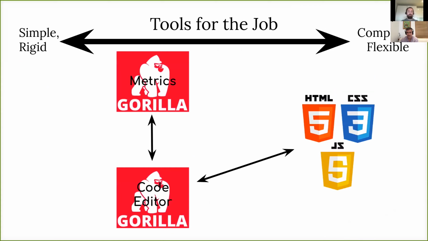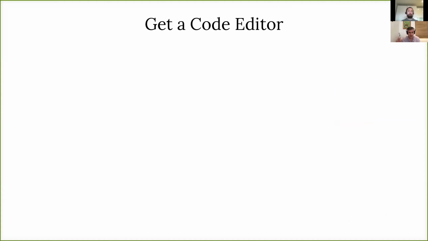So what we'll instead do is use the fancy tools, so HTML, CSS, and JavaScript for the front end of the task, and interface that with the Gorilla backend, so the Gorilla metrics system and the Gorilla code editor. A few things that a person would need to be talked through in order to be able to do this. The next few slides are in no particular order because I couldn't decide what order to put them in.